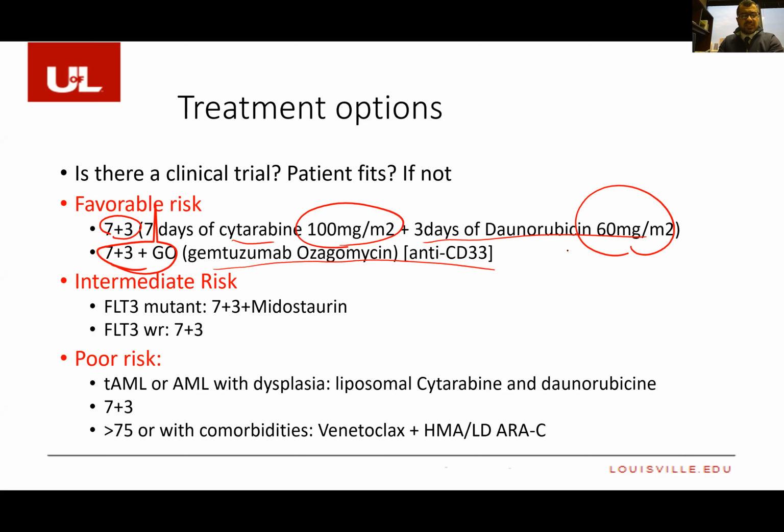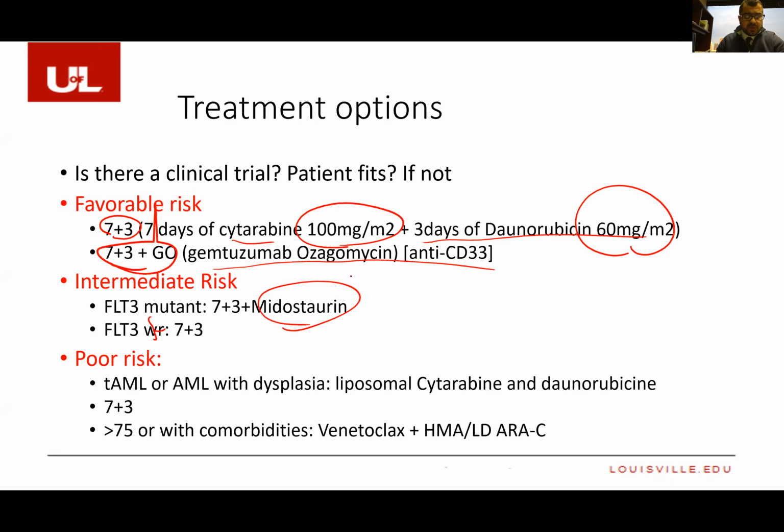Intermediate risk is where you don't know which way it is going to go after induction. So we say, okay, if it's wild type FLT3, meaning there is no FLT3 mutation, then use whatever you would use for favorable. 7+3 is fine. If it's mutated, then you use a FLT3 inhibitor, midostaurin. And now there is a plethora of FLT3 inhibitors that are coming to the market, even better than midostaurin, but this is the one that got the approval and currently is in practice. However, very soon we'll have more approvals in FLT3 inhibitors.